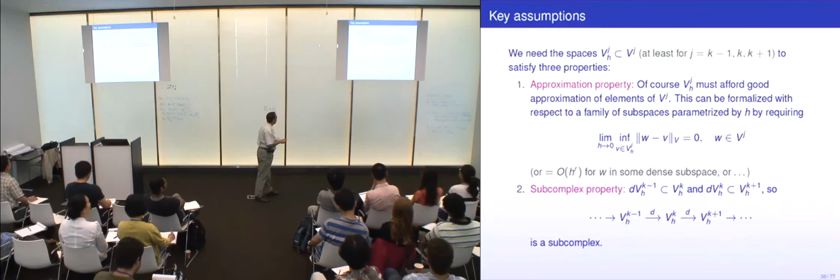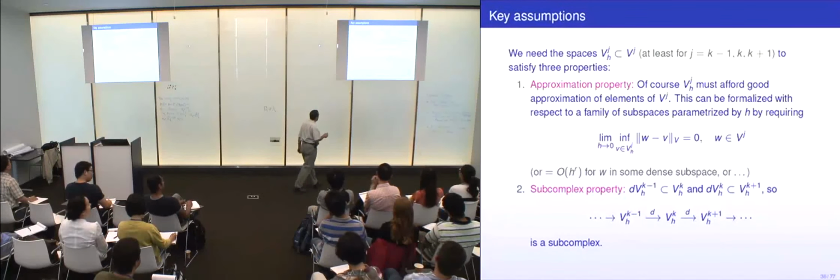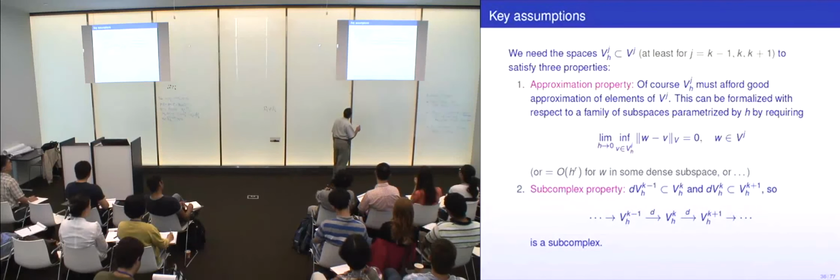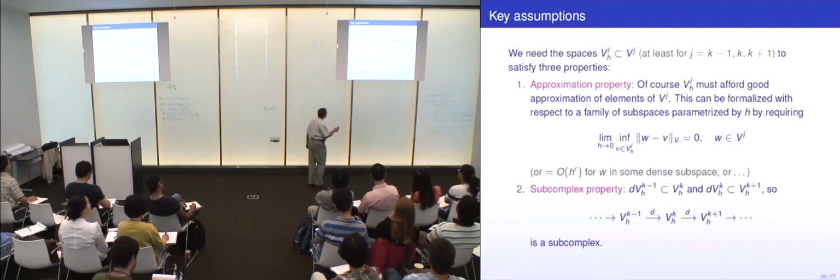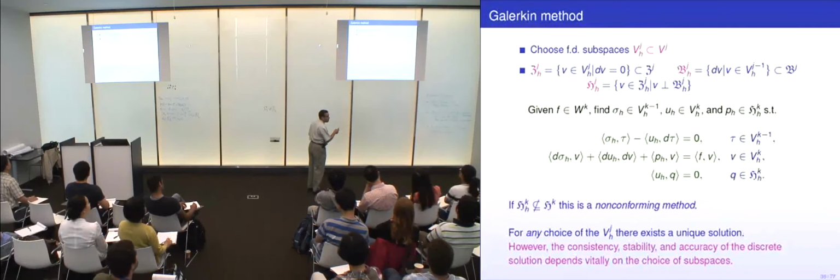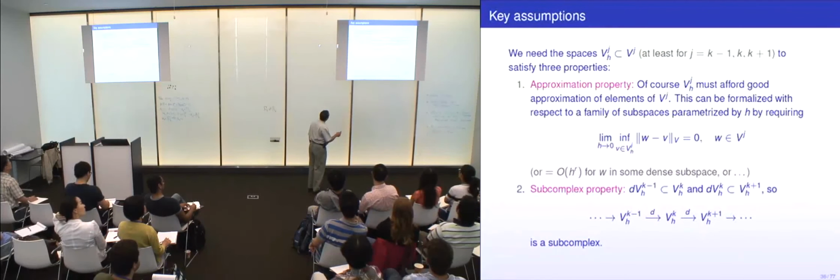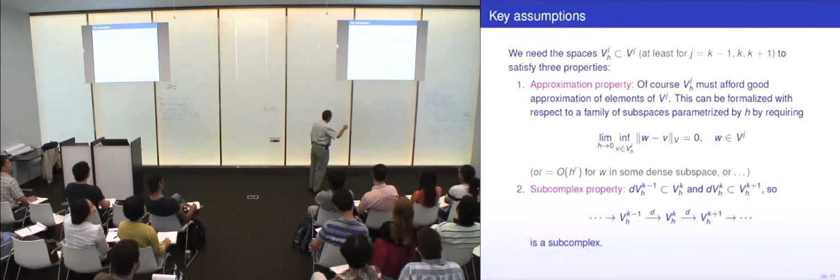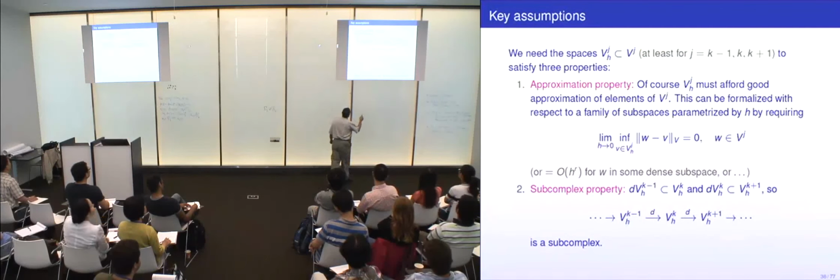But there are two key properties in addition to the approximation property. The first is the subcomplex property, which just says that the D of the k minus 1 space is contained in the k space, and the D of the k space is contained in the k plus 1 space, so that we have a subcomplex here. Now, you notice in the mixed method, we only use two spaces. On the other hand, we have a D operator that maps the second space into some other space, so we really need three spaces. That's all we really need. So although I'll state these properties as if we have the whole complex, you can always put zeros at the dots and only look at this little piece of the complex if you want.